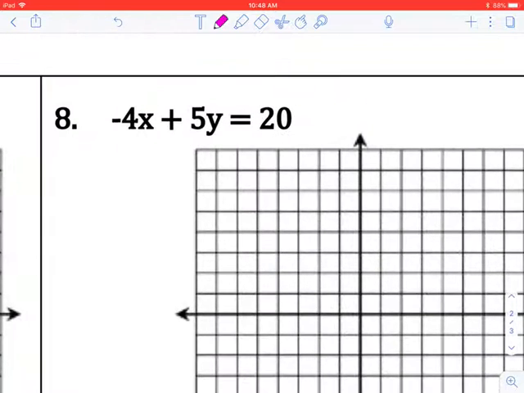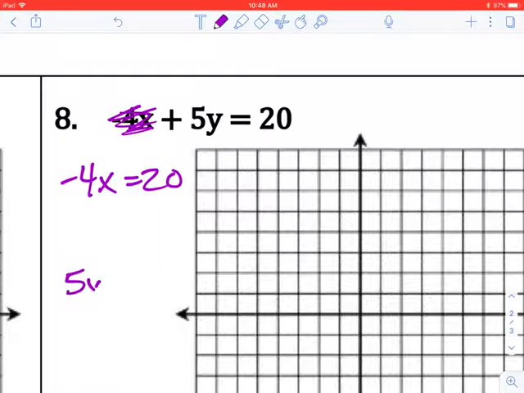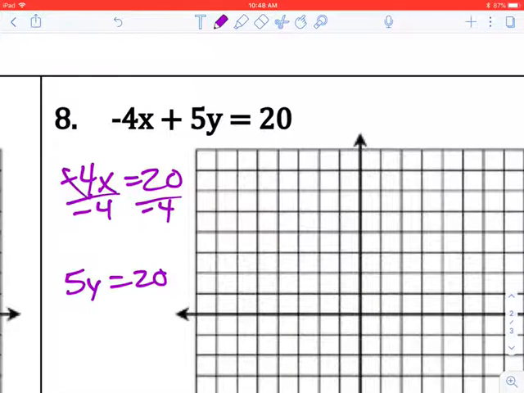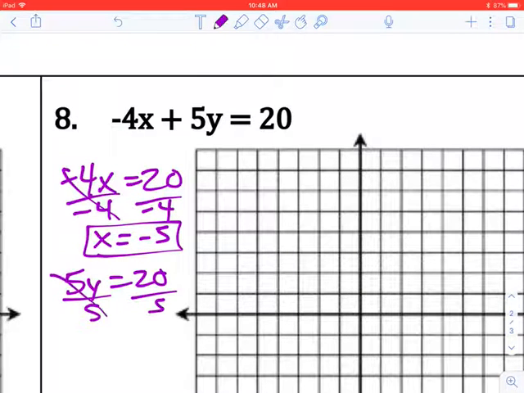So same thing here. I've got cover up the y, I get negative 4x equals 20. Okay, and cover up the x, and I get positive 5y equals 20. And so all I have to do now is go ahead and divide, solve. So x equals negative 5, 20 divided by negative 4. Divide by 5 for that, we get y equals 4.